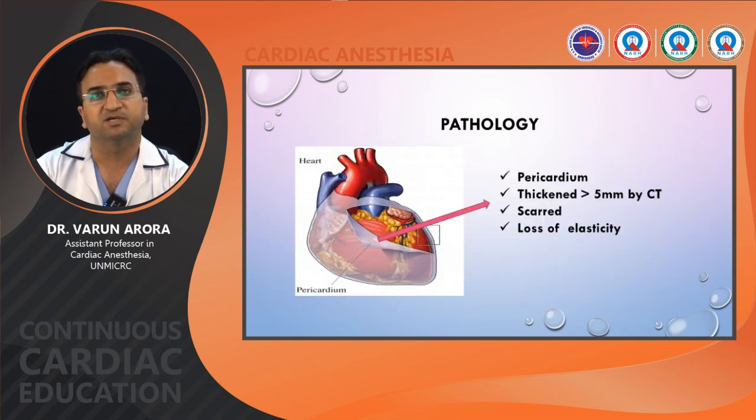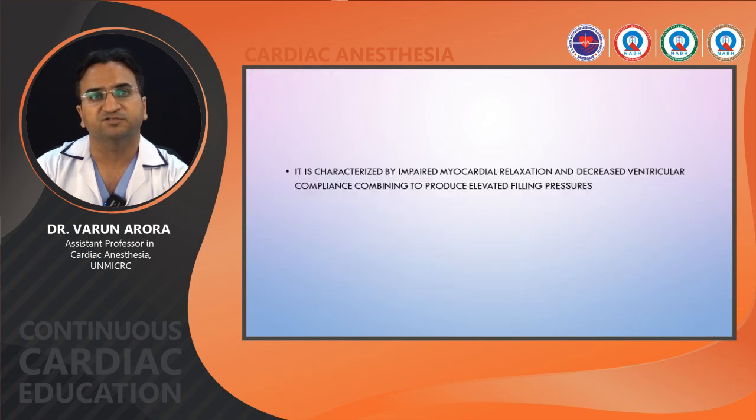Coming to the pathology, the pericardium is thickened more than 5 mm by CT scan. It is scarred and there is loss of elasticity. So constrictive pericarditis is characterized by impaired myocardial relaxation and decreased ventricular compliance, combining to produce elevated filling pressure.